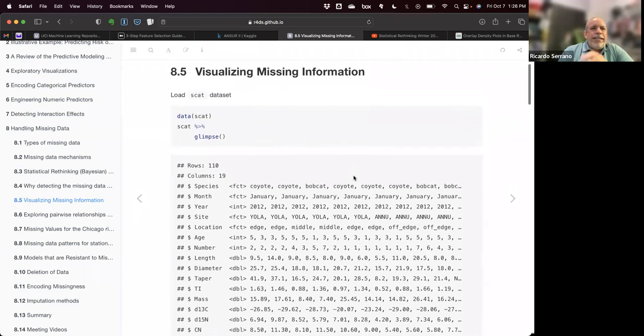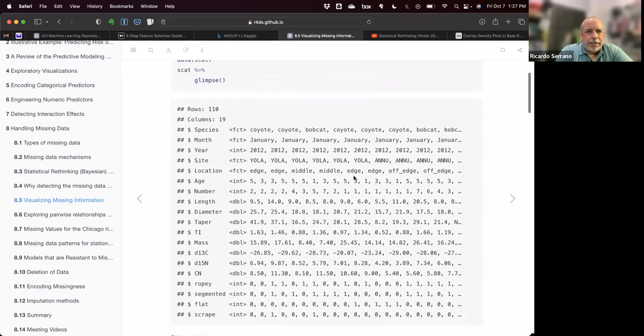All right, so in this chapter, visualizing the missing information, the data set that the authors chose, and I believe we've seen it before in other chapters, is the scat data set. The scat data set gives you different animal species, and you have to predict the animal species by the droppings, okay?